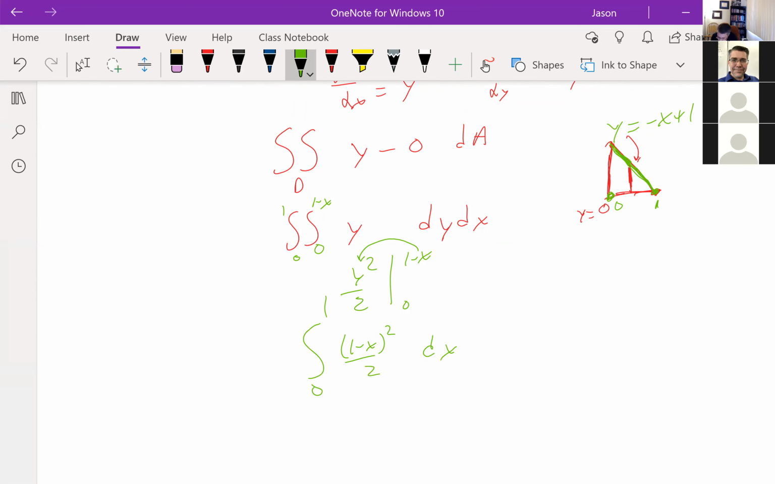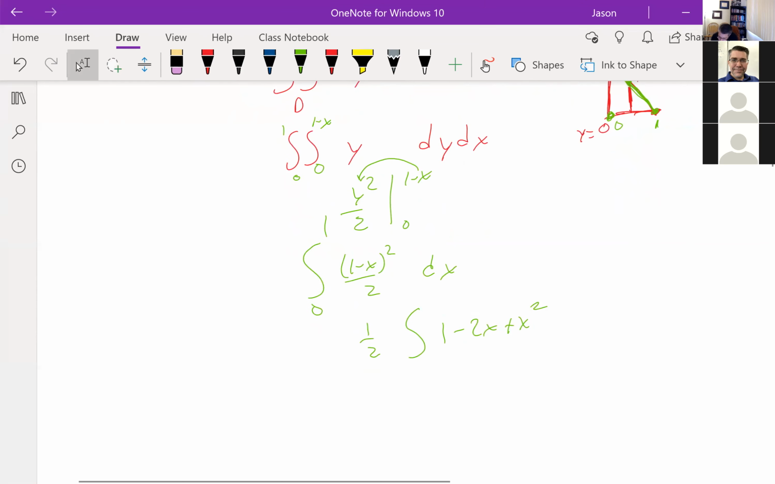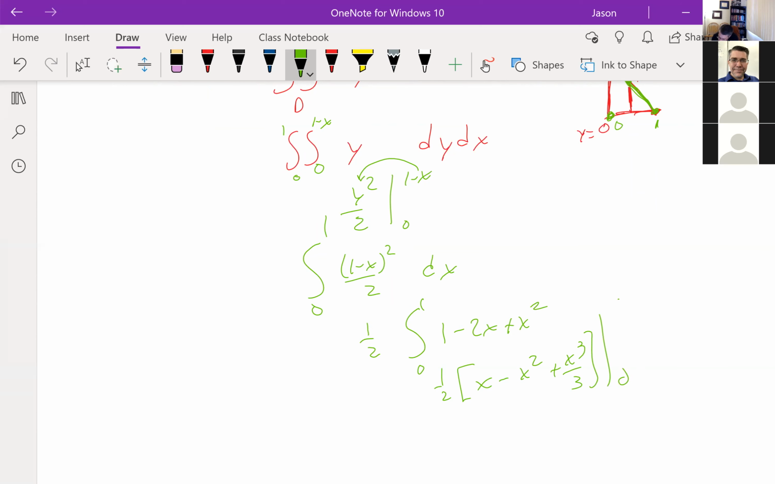Okay. We could pull out the 1/2 if we want. I'm going to square this out. 1 minus 2x plus x squared. Okay, and then that's all from 0 to 1. So this is 1/2 times x minus x squared plus x cubed over 3. Okay, all of that evaluated from 0 to 1.